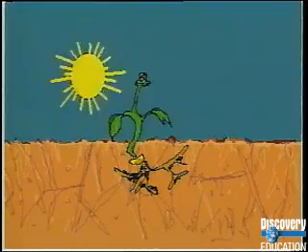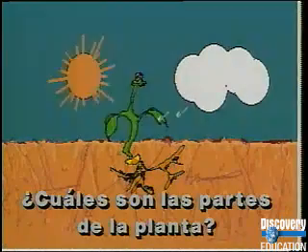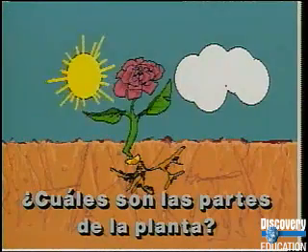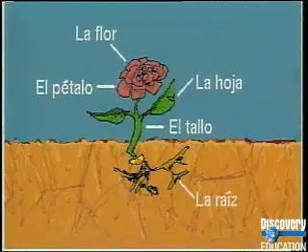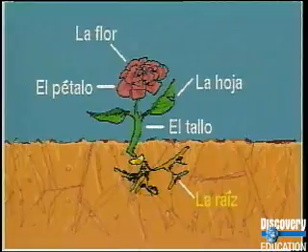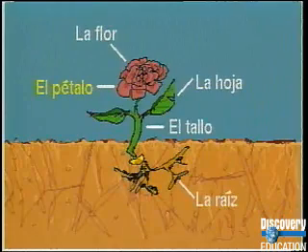La planta. ¿Cuáles son las partes de la planta? La raíz, el tallo, la hoja, el pétalo, la flor.